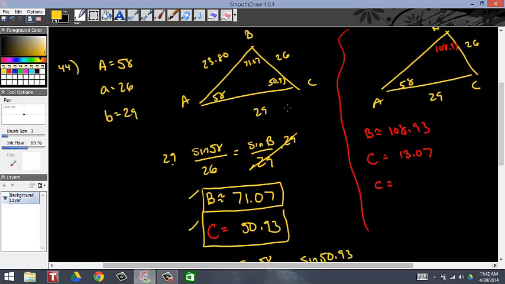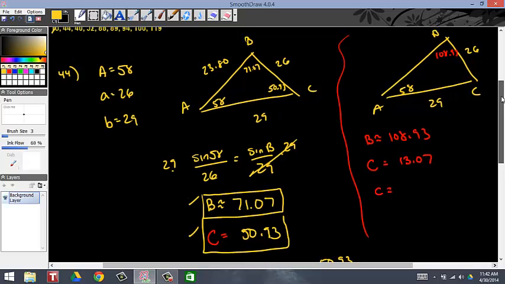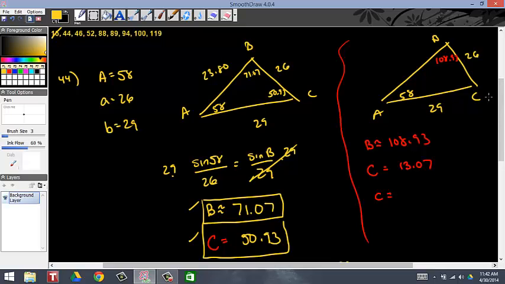Who knows why this triangle has two possible solutions? Elliot. Because you're solving for an angle and you're using law of sines. Nope. Okay, so this angle right here is 13.07 degrees.